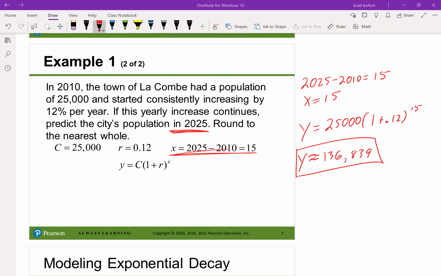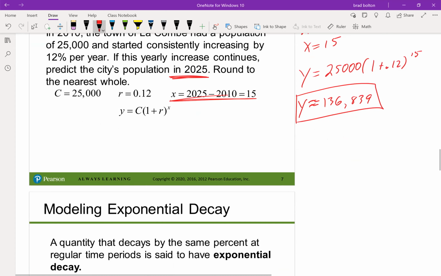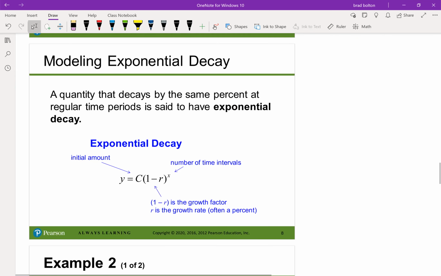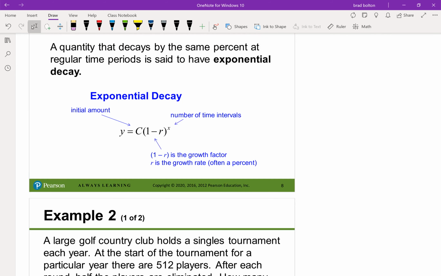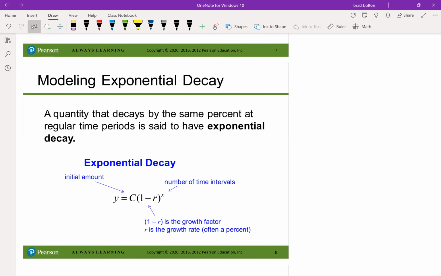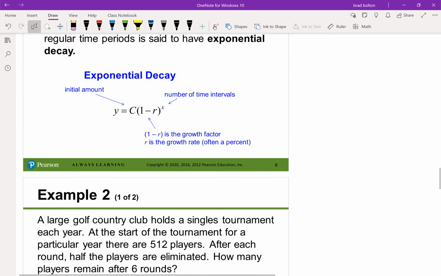All right, so let's go to another problem. Hopefully you guys are okay with that. Now we're modeling exponential decay. Everything's the same, but now we're going to be working with 1 minus the percentage, 1 minus R. A quantity that decays by the same percent at regular time periods is said to have exponential decay.